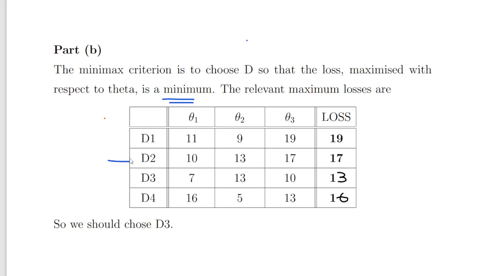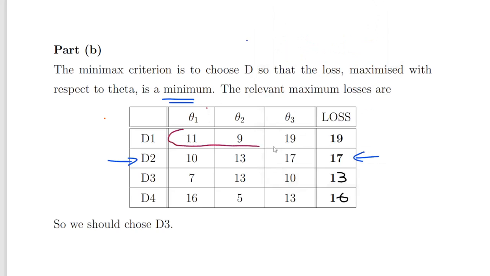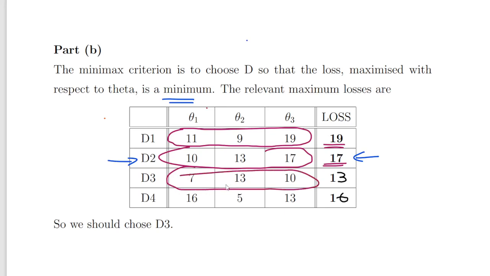Now we don't really have to go through D2, but I'll just keep it in here for the time being. What we're going to do is go through each of the rows there and pick out which is the maximum loss. Okay, so that row, 19. This row here, which is dominated by D3, but we'll just leave it in anyway, 17. This row here, 13. Okay, and this row here, 16.